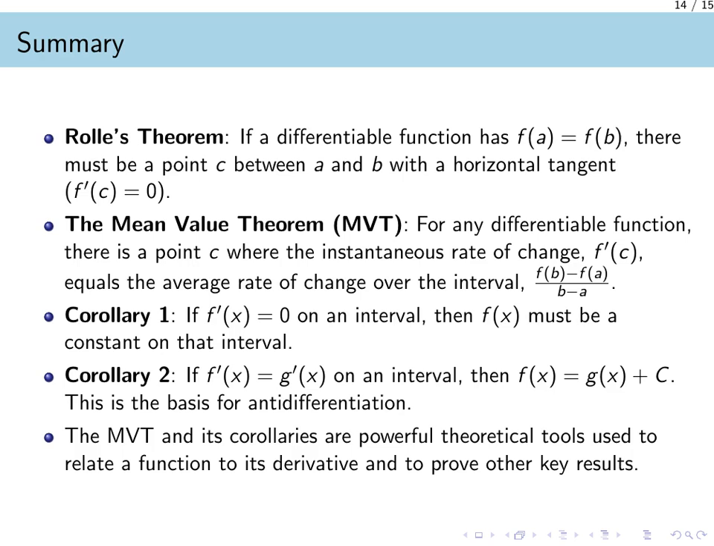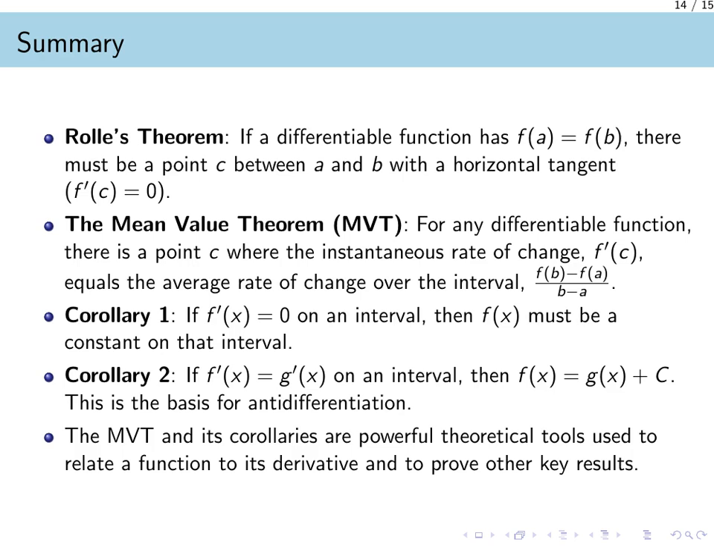This summary connects our key theorems, showing how they build upon one another to form a powerful logical chain. We began with Rolle's theorem, which is the specific case ensuring a horizontal tangent exists when a function's start and endpoints share the same value. The mean value theorem then generalizes this idea, guaranteeing that for any differentiable function, there is always a point where the instantaneous rate of change perfectly matches the average rate of change over an interval.